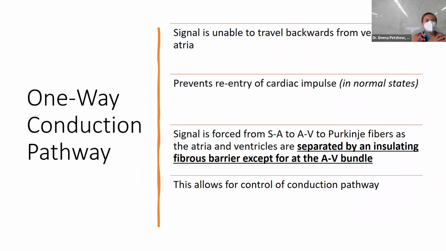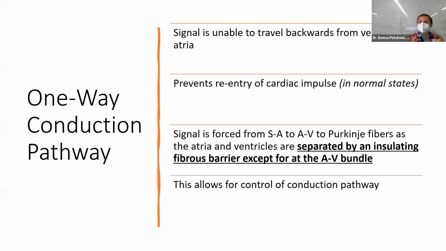This process itself is a one-way conduction pathway. The signal is unable to travel backwards from the ventricles to the atria. This prevents re-entry of a cardiac impulse in a normal state, right? There are many states where we can have re-entry, AFib. We can think about all kinds of bundle branch blocks and all sorts of funny arrhythmias we can see on EKG that can be a part of this process not going so well. But in normal physiology, it's a one-way road, one-way pathway.